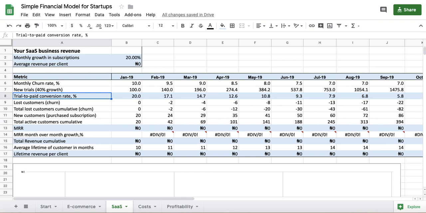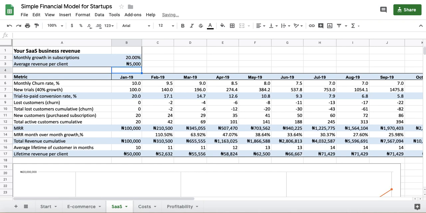Your try-to-paid conversion rate is basically, if people try for 30 days, what percentage of people are going to actually end up paying. Based on that, you're going to put in your numbers. The number you're going to put in is your average revenue per client. A lot of software as a service models have different levels. If you think of Netflix or Spotify, or even your gym membership, they may have gold, silver, premium. So you basically want to take the average of that, the same way you did for e-commerce. Let's say on average people are going to pay 5,000 naira.